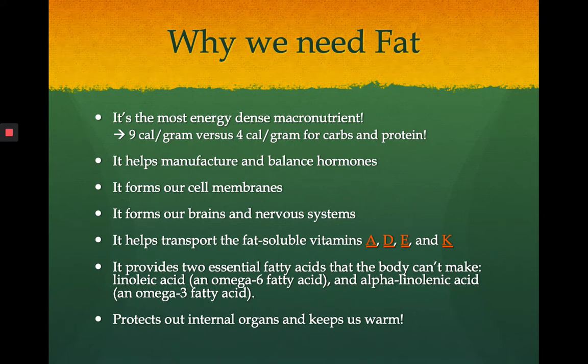It helps transport the fat-soluble vitamins A, D, E, and K. Those vitamins can only be transported through our body so that we can use them via fat. It provides 2 essential fatty acids that the body can't make, linoleic acid, which is an omega-6, and alpha-linoleic acid, which is an omega-3 fatty acid. You don't have to remember those, but what I do want you to remember, along with the rest of this list, is just emphasizing the fact that we need it. It's important. Also, it protects our internal organs and keeps us warm, which is helpful in Winnipeg.